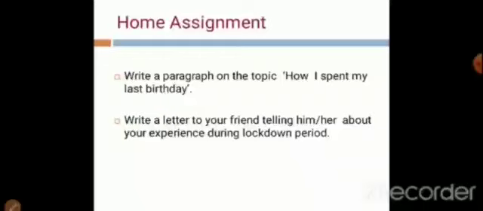So this is all about past tense. I hope it had been useful to you.